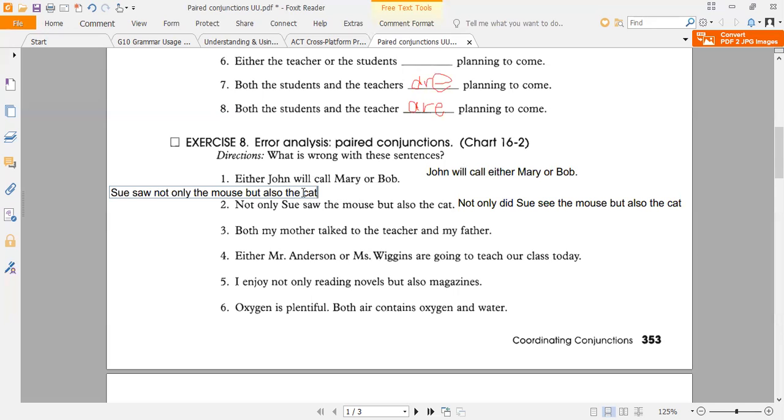However, what concerns us here is that the sentence is grammatically correct and parallel. So we here have Sue saw not only the mouse, but also the cat. The mouse is a noun, the cat is a noun. Not only did Sue see the mouse, which is a noun, but also the cat. This is very correct. Number 3.